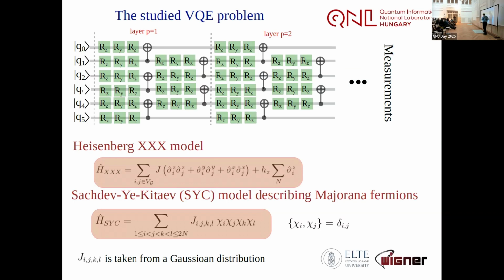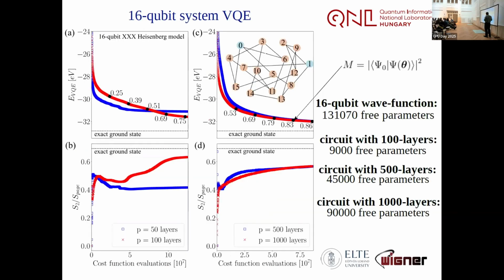And we are trying to get the ground state energy for these models, for example, the Heisenberg model or the Kitaev model describing Majorana fermions. So these are the test cases for our studies, just to verify how efficient our optimization strategy can be. And we did the simulation at 16 qubits.